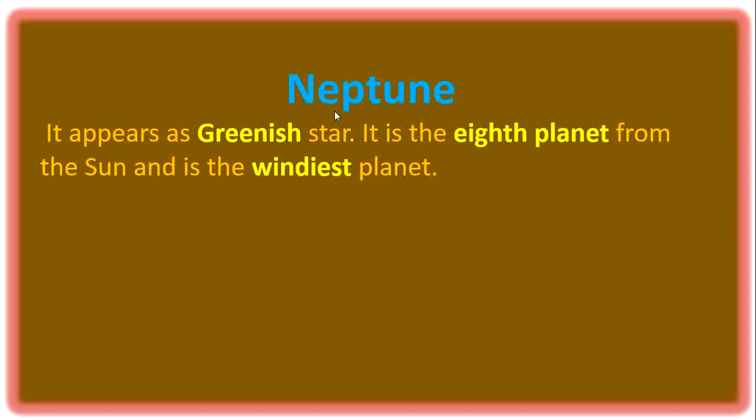Neptune. Let us see the next planet, Neptune. It appears as a greenish star. It is the 8th planet from the Sun and is the windiest planet. Every 248 years, Pluto crosses its orbit. This situation continues for 20 years. It has 13 moons, Triton being the largest.